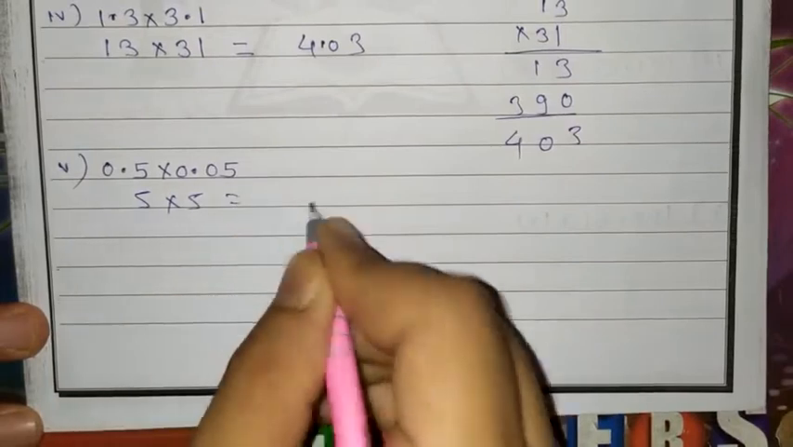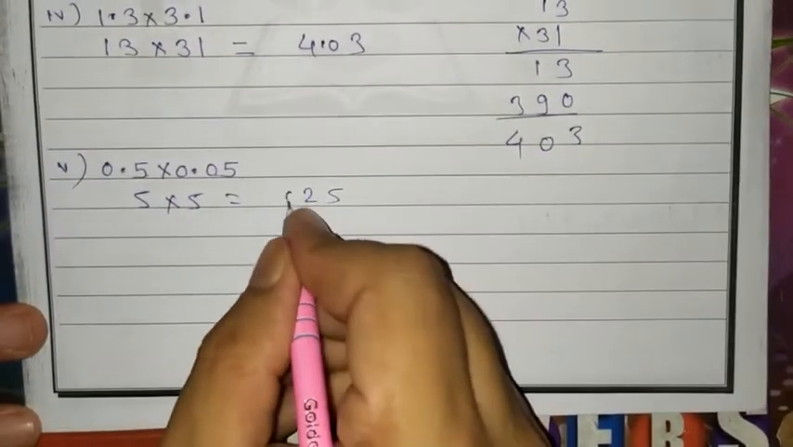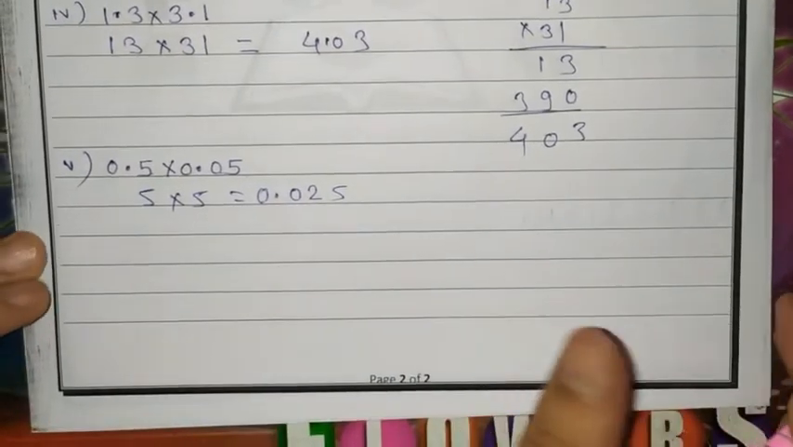Then the fourth one, write the number as it is. So it is very simple, 25. After the point 1, 2, 3. So here 0 will come. So the answer is 0.025. After this we will move to the next question.